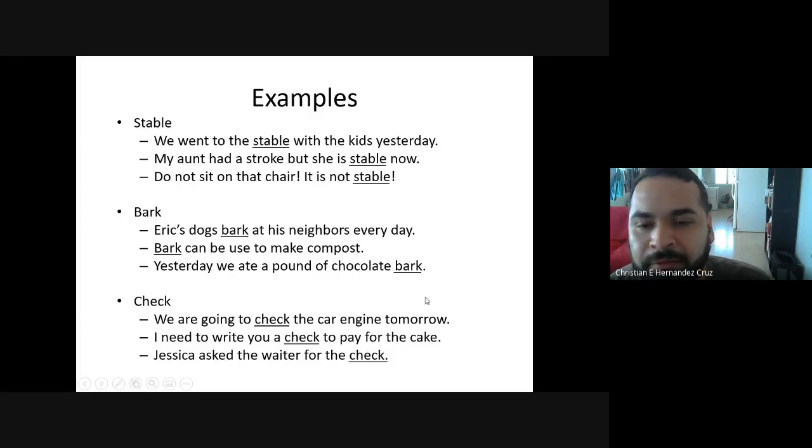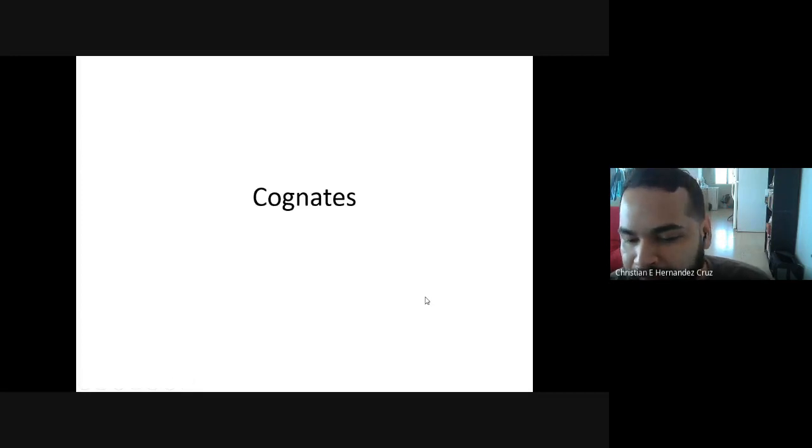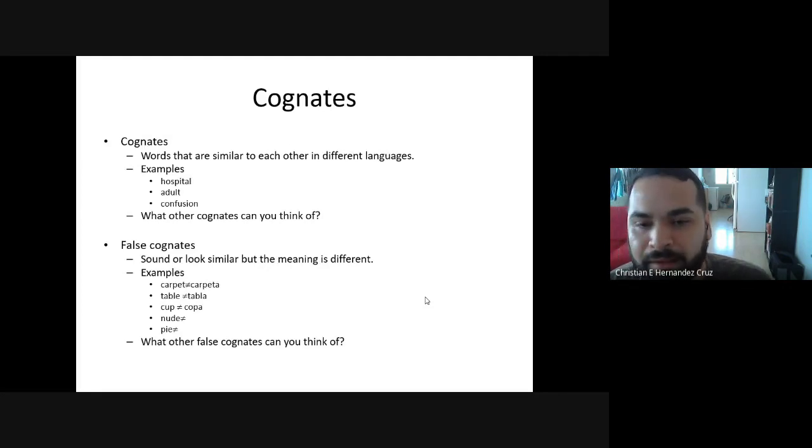And let's continue with cognates. So we just saw words that were identical and had similar meanings. Cognates are like that, but between two languages. Words that are similar to each other in different languages. Let's say Spanish and English, which are the languages that we are comfortable with.